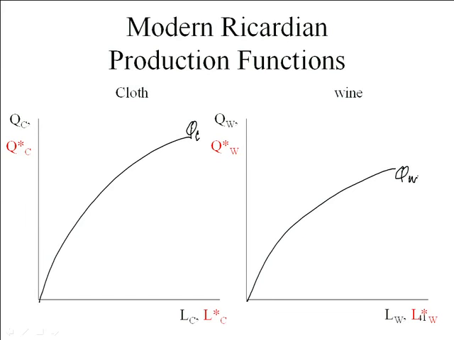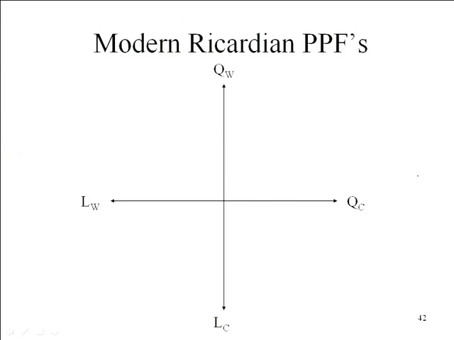But let's see what that means for the production possibilities frontier. So remember, down here, we've got the production possibilities frontier for cloth. And up here, in the upper left, we've got the production possibilities frontier for wine. I'm sorry, production function. We still have our labor constraint.